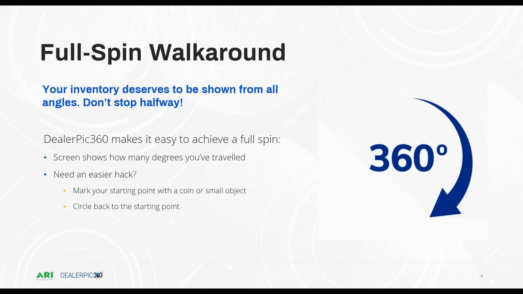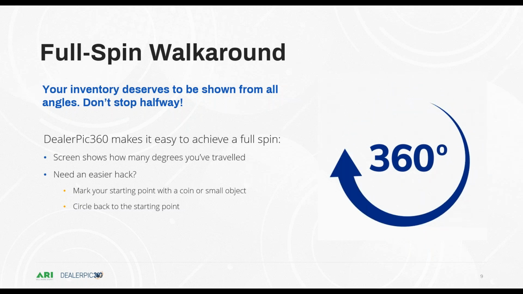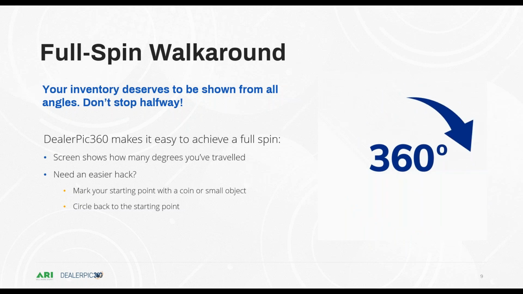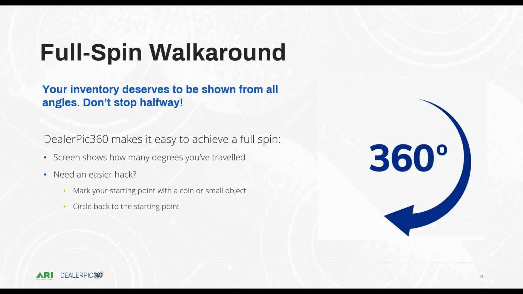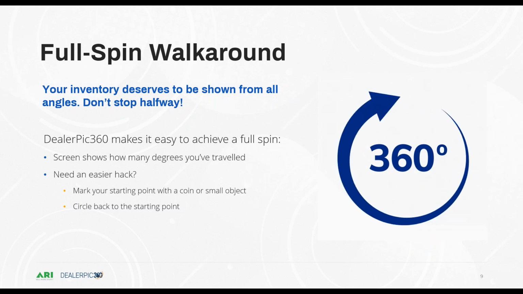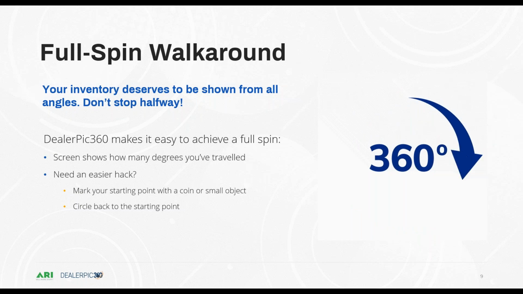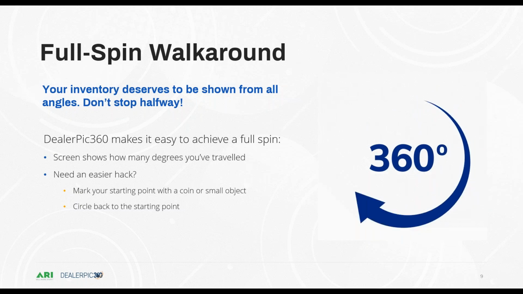Great. I know it sounds a little elementary, but if you haven't had a chance to use the app yet, DealerPic360 helps you take a completely full spin walk around video. So you'll need to have access to a full circle around the vehicle. And on screen, you'll see exactly how many degrees you've traveled as you record. To make things dead simple, you could drop a coin or a small object on the ground where you started. So as you come around the unit full circle, you'll have something to aim for.